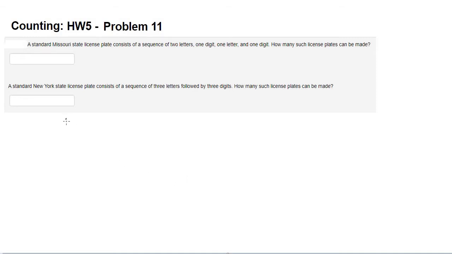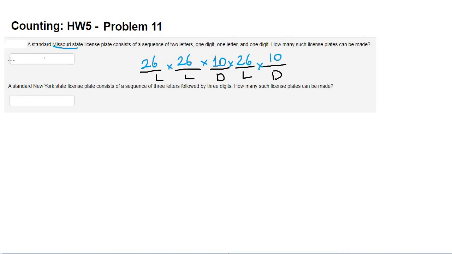Problem number 11. A standard Missouri state license plate consists of a sequence of 2 letters, 1 digit, 1 letter, and 1 digit. How many such license plates can be made? So we have 2 letters here. Let's call it LL. We have 1 digit, 1 letter, and 1 digit. This is certainly the American alphabet, because Missouri state. We have 26 letter options, and for digits from 0 to 9, we have 10 options here. So that is the answer.